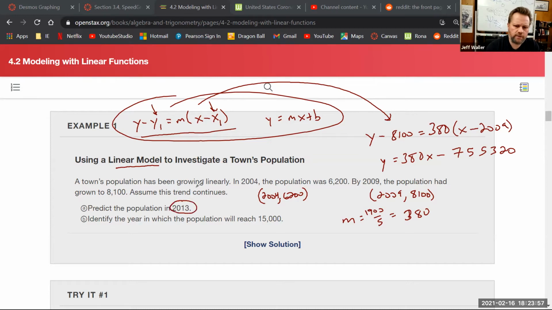So what will it be in 2013? Well, now you just plug 2013 in, minus this big number. Is it okay if it's negative? No, let's see what happens. I don't get negative, I get 9,620, which seems to be on track, right? 6,200, 8,100, 9,620. So it'd be 380 times 2013 minus 755,320, and you should get 9,620.